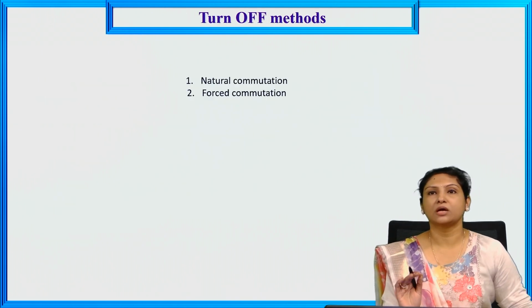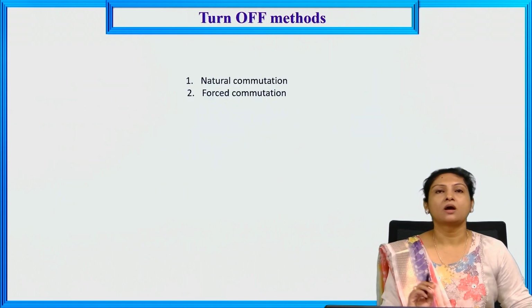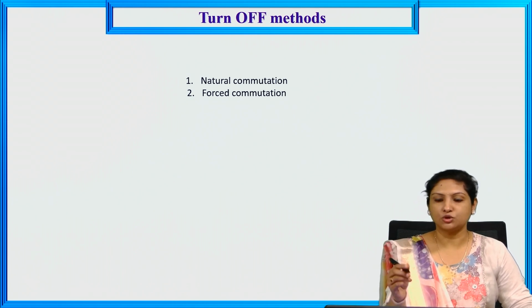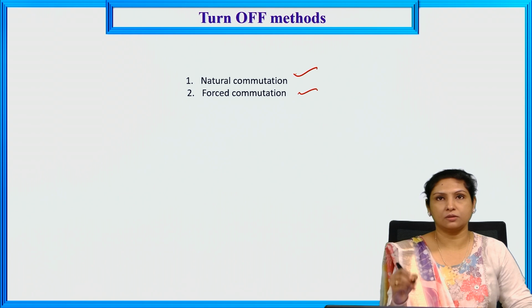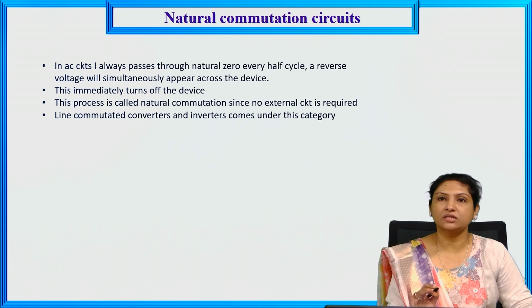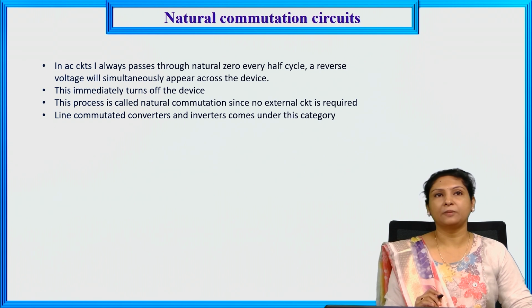Hope now the turn-off characteristics are clear. Now, what are the turn-off methods we have? We have natural commutation and forced commutation. Under natural commutation circuits, in AC circuits, current always passes through natural zero every half cycle. A reverse voltage will simultaneously appear across the device.